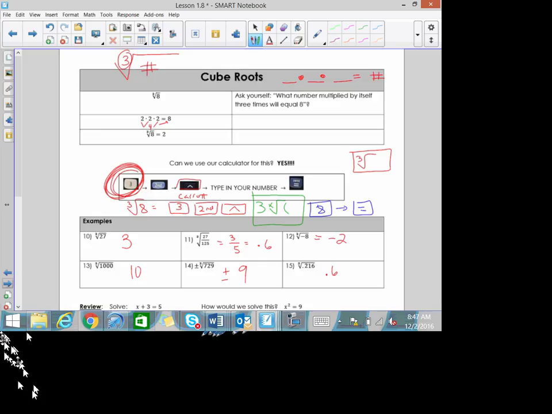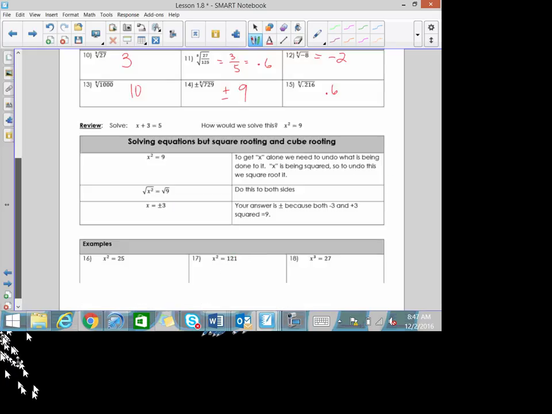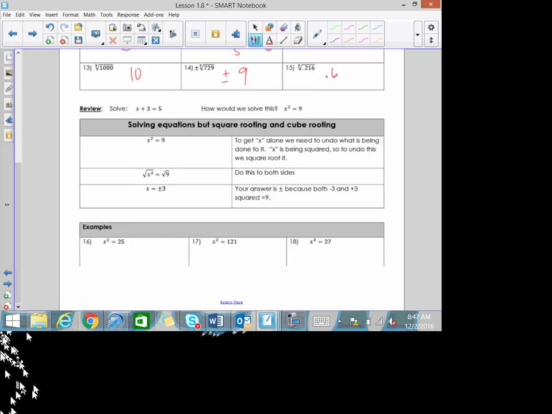So here's our last thing for today. All right, and that is called solving a square root or cube root equation. So like I said at the beginning, square roots and cube roots, well, mostly squaring and rooting are opposites of each other. All right, so like I have this review up here. If you were to solve x plus 3 equals 5, how would you solve for x? Well, you would say, well, x is being added by 3, so I'm going to undo this problem by subtracting 3. So you would end up getting x equals 5 minus 3 is 2. So you undid the problem to solve for x.